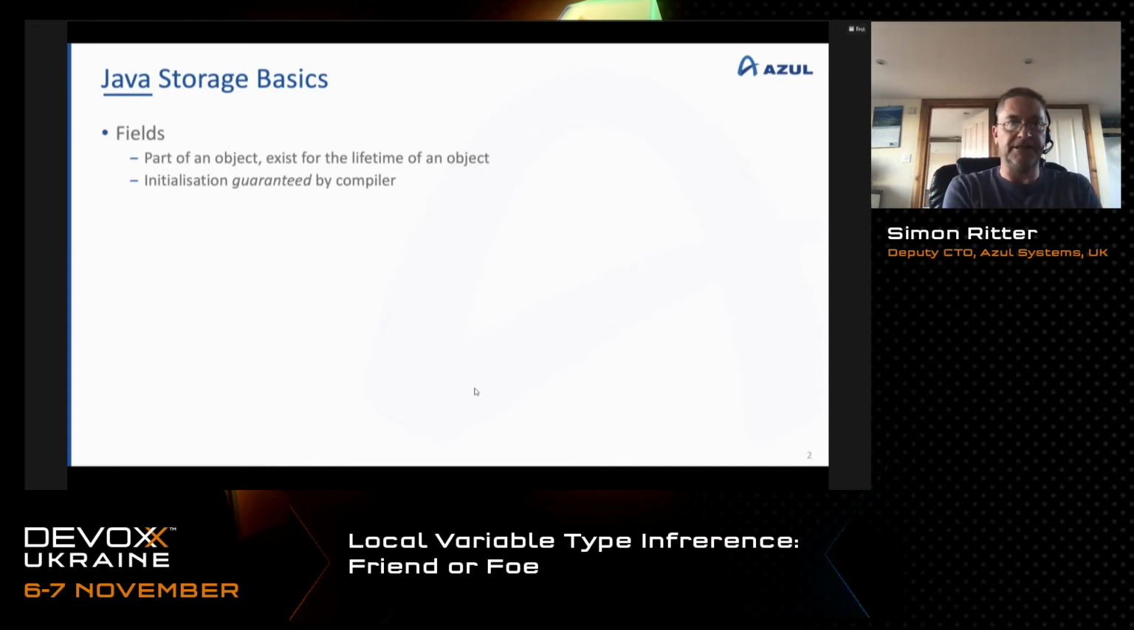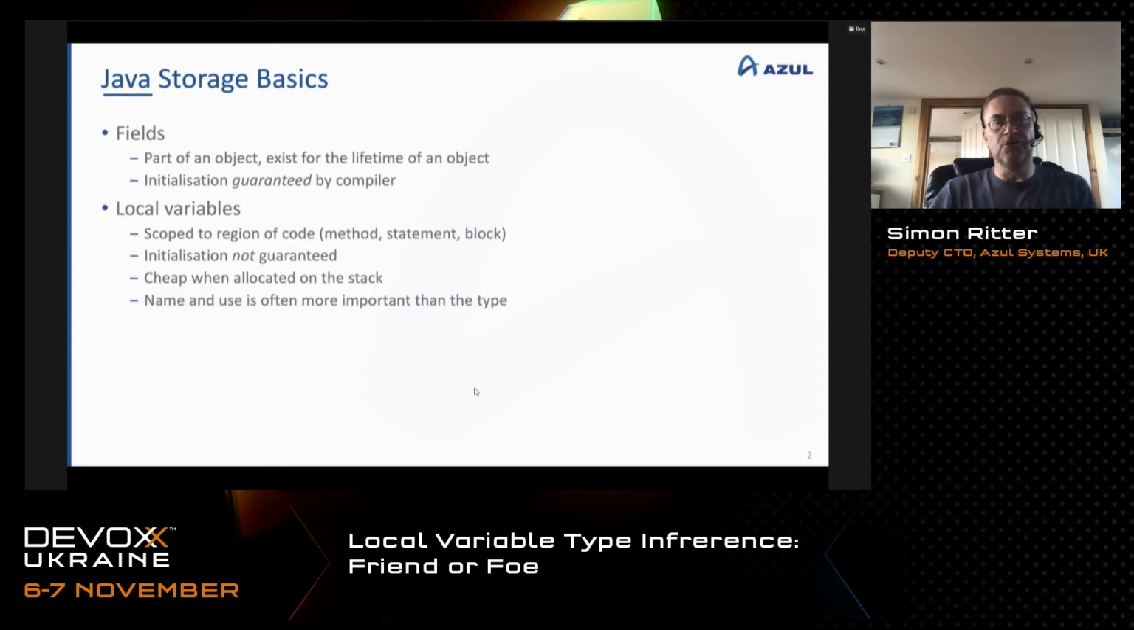The important thing about these is initialization is guaranteed by the compiler, meaning that if you create a field of int, then it will be initialized to 0. If you create one of Boolean, it will be initialized to false.